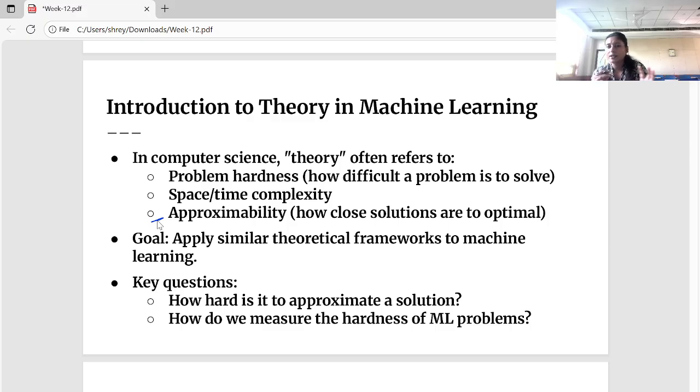So all of that, we are building a model to approximate a solution. So is it hard or not? That's why our first question is: is it a hard process to approximate this solution? If yes, then how can we simplify this process?